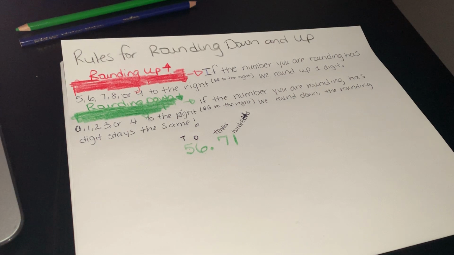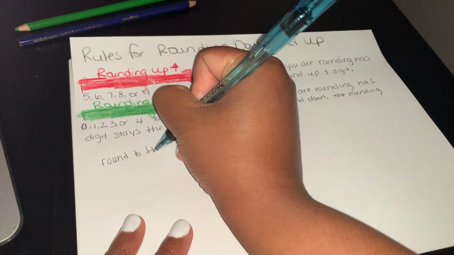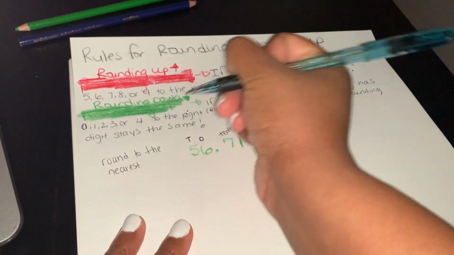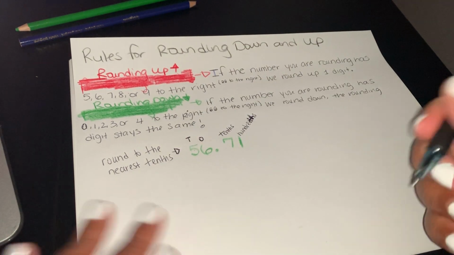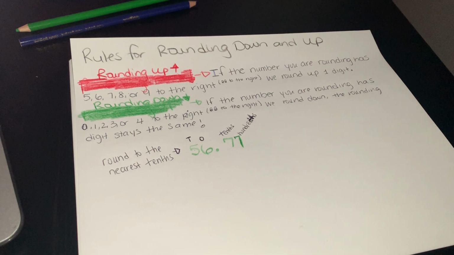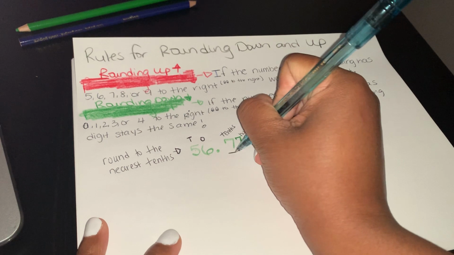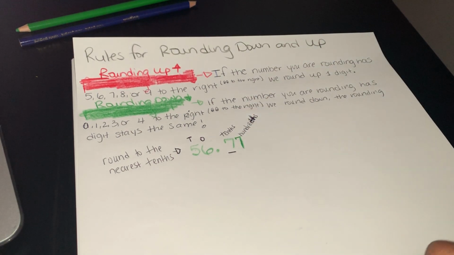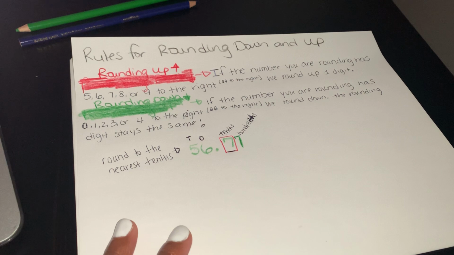Now, the question says, round to the nearest tenths. So I'm going to write that down right here. And I'm going to change this number to a 7. So, rounding to the nearest tenths, the first thing I'm going to do is identify my rounding digit. My rounding digit here would be 7, so I'm going to underline that. If you want, you can also put a box around it. I'm going to do it in red because our definition is in red.